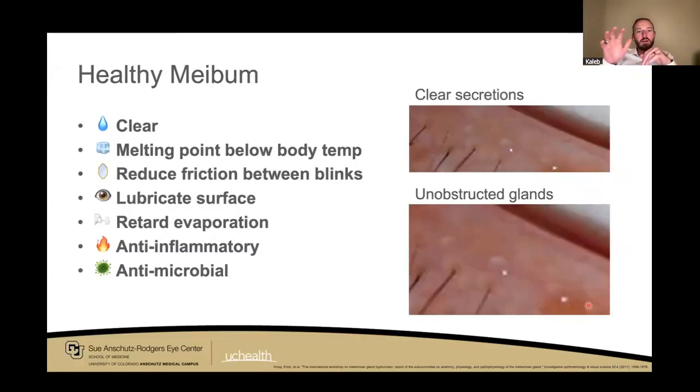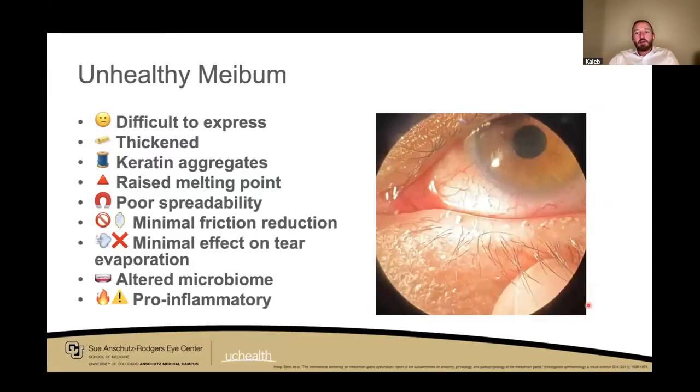So when it comes to healthy meibum, it should be clear. It should have a melting point below body temperature, so your natural eyelid temperature should be enough to keep the meibum flowing onto the ocular surface. It shouldn't be thickened. You shouldn't need a warm compress. It should help reduce friction between blinks, lubricate the surface, and retard evaporation. It's anti-inflammatory and antimicrobial.